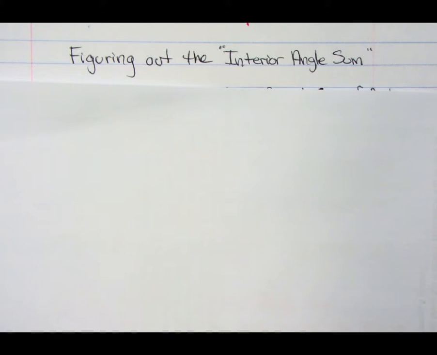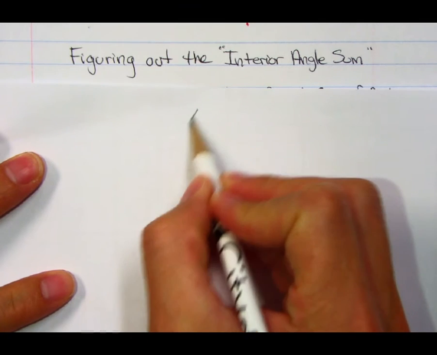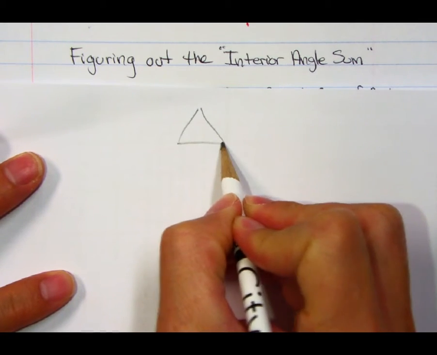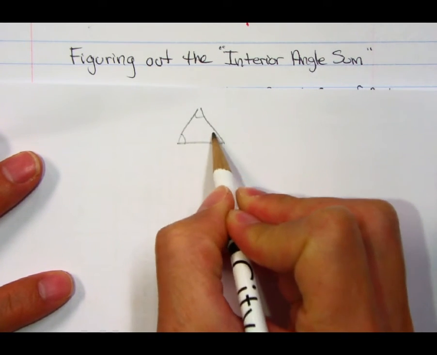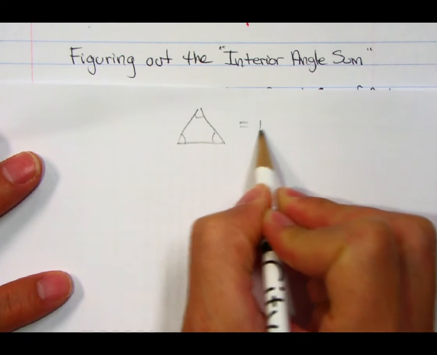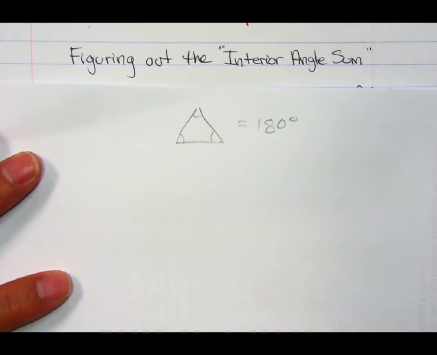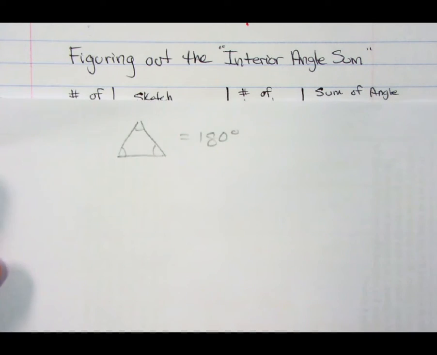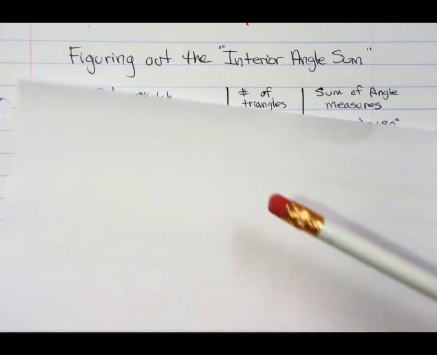So we're going to figure out the interior angle sum. So you're going to take all the inside angles and add them together. Now, if you recall already, we know one of these. We know a triangle. We've talked about a triangle. If I add them all up, it's going to equal 180 degrees. That's what we've been talking about for the last few days. But now, let's see what happens when we introduce different sides of shapes.